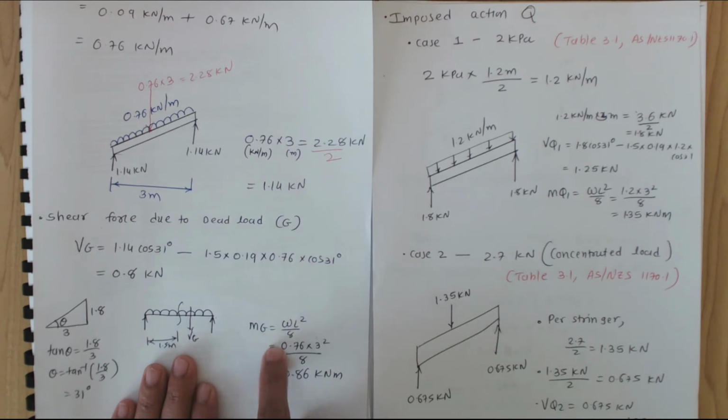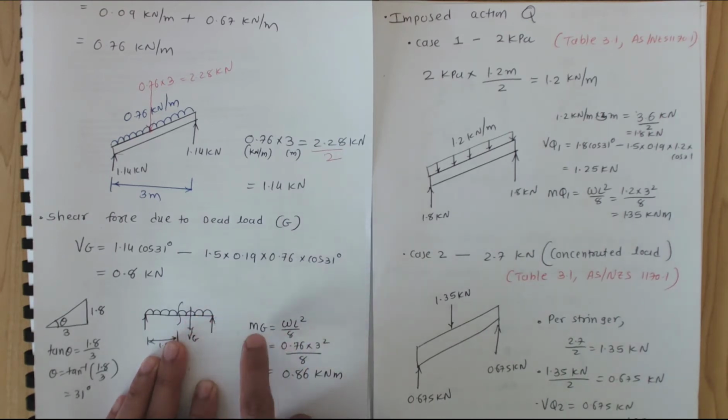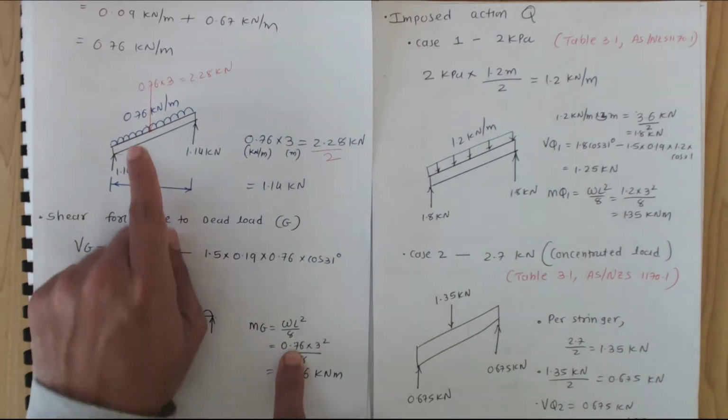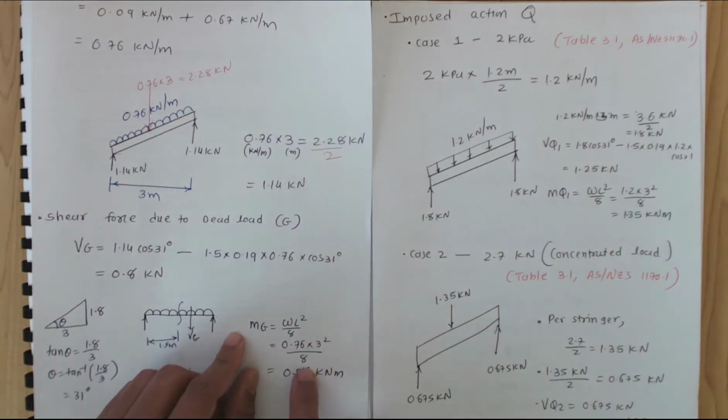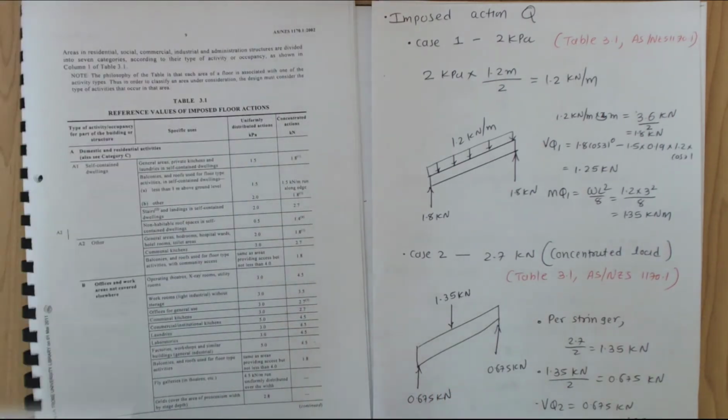Now the moment due to the dead load, or permanent load, is WL squared over 8 for a uniformly distributed load. The bending moment diagram gives us a parabola, and at the midpoint that will be WL squared over 8. W would be 0.76, length is 3 meters, squared, over 8, which gives us the moment due to the dead load as 0.86 kilonewton meters.